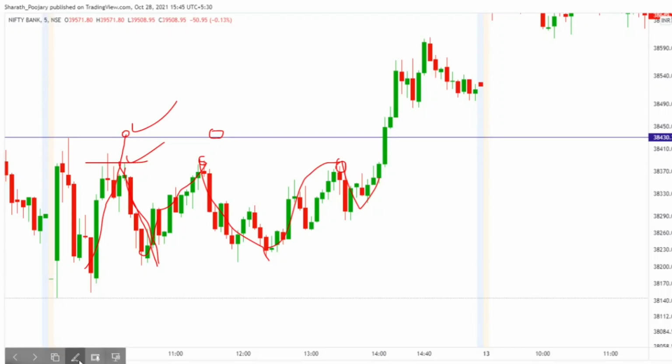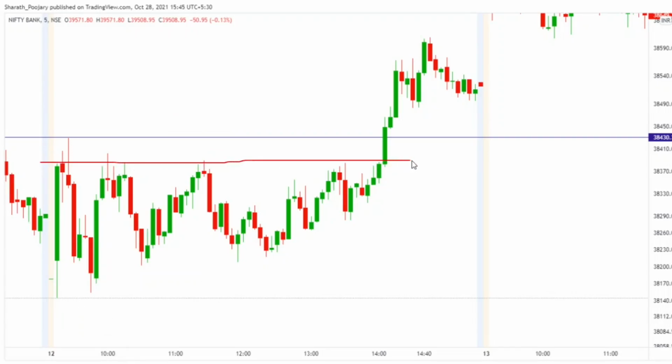So how can we mark a zone? Whenever we mark a zone, we should remember that we will be connecting the bodies. We will connect the bodies and just draw a straight line, and we will just draw a level from the wick. So this level will act as a zone for the price. This is the resistance zone or supply zone. This is the sellers' zone. Sellers will enter anywhere in between this level. So this is the zone of the price.